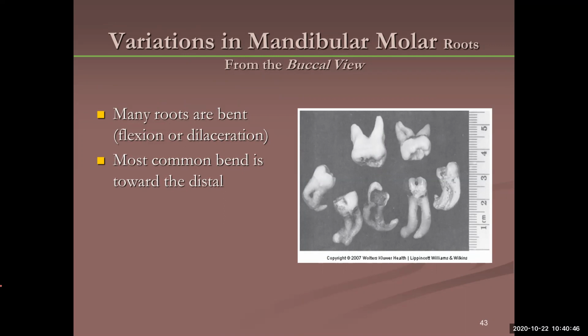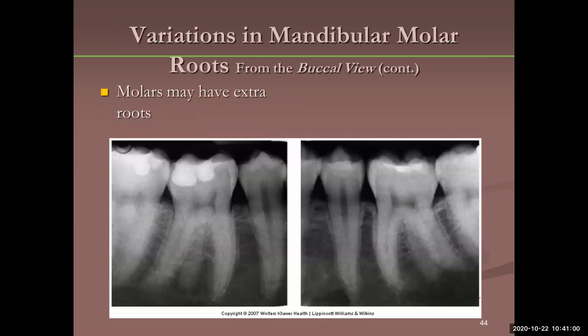These are the teeth that you're going to see more bending in. A sharp bend is called dilaceration. Otherwise, it's called flexion. Occasionally, you'll see mandibular molars with a 3rd root. Isn't that cool? We've had some family members coming in for students in the past that have had this. It's pretty cool. That's an expensive root canal if you need a root canal on that one.